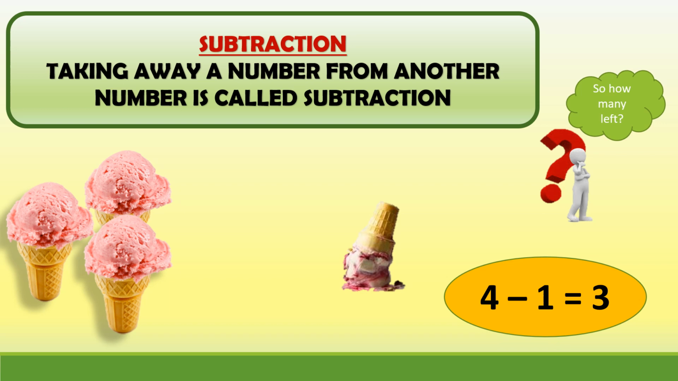4 ice creams I was carrying and I dropped one ice cream on the road. So the ice creams which remain with me are 3. Here we have taken away a number 1 from 4. So 4 minus 1 gives us 3. That is subtraction. Taking away a number from another number is called subtraction.